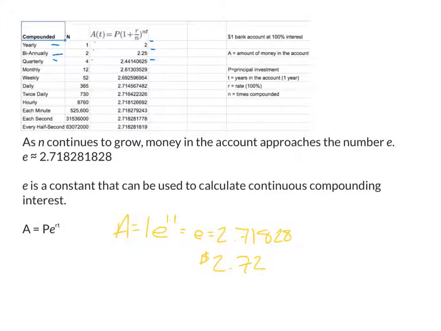And so that's the introduction to continuous compounding interest, the best possible rate you can get in any sort of account. For now, we are done.